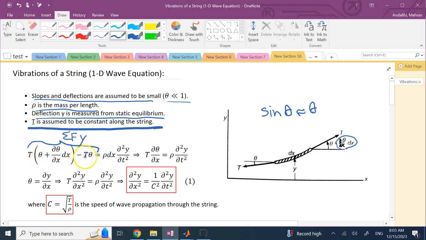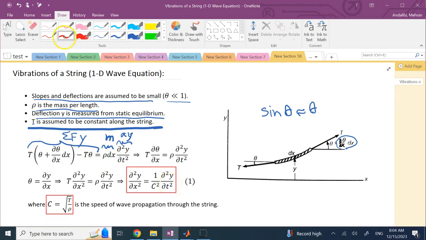T times sine of the angle. As I said, sine is approximated by the angle itself. T times sine of this angle upward, minus T times sine of this angle downward, equals mass of the element times acceleration of the element. So this is mass of the element, and this is acceleration of the element in the y direction. And mass here is, of course, the length of the element dx multiplied by mass per length rho.